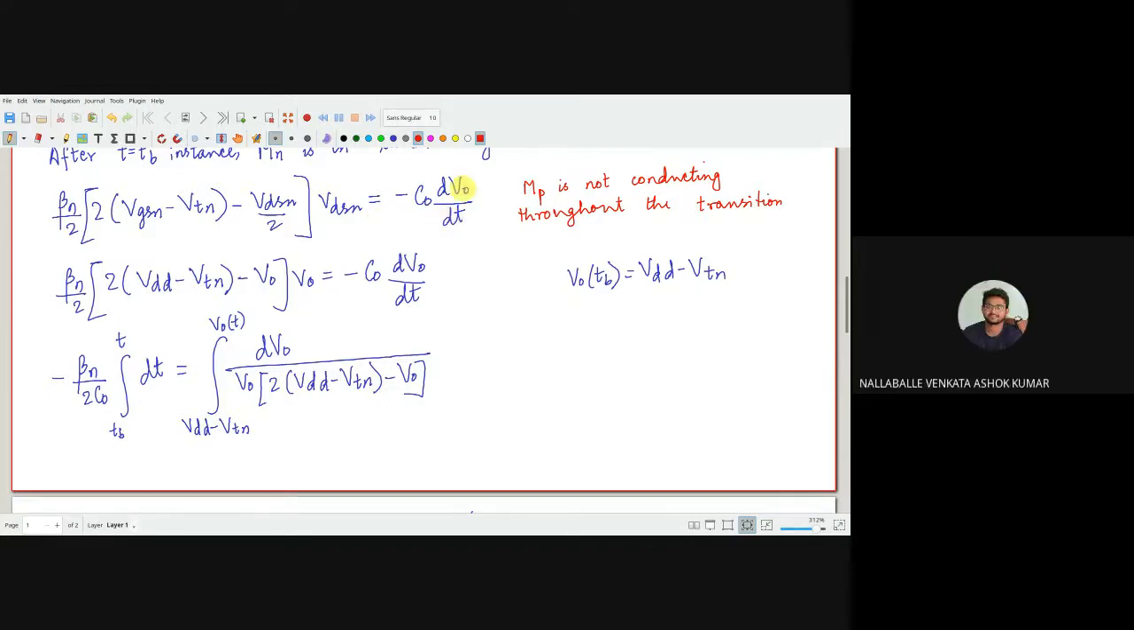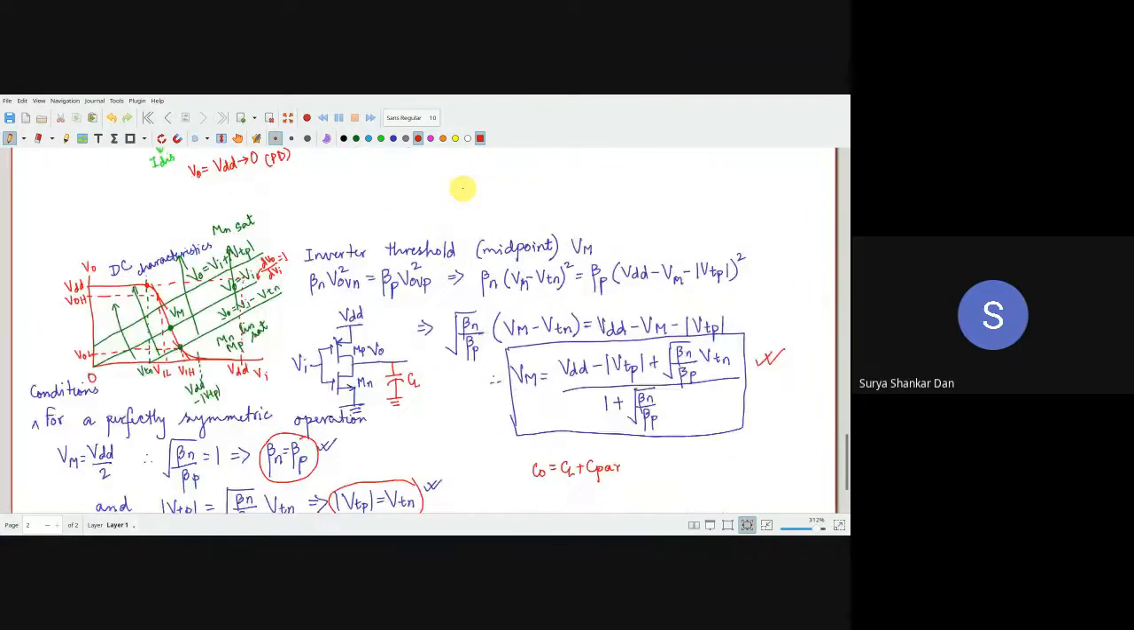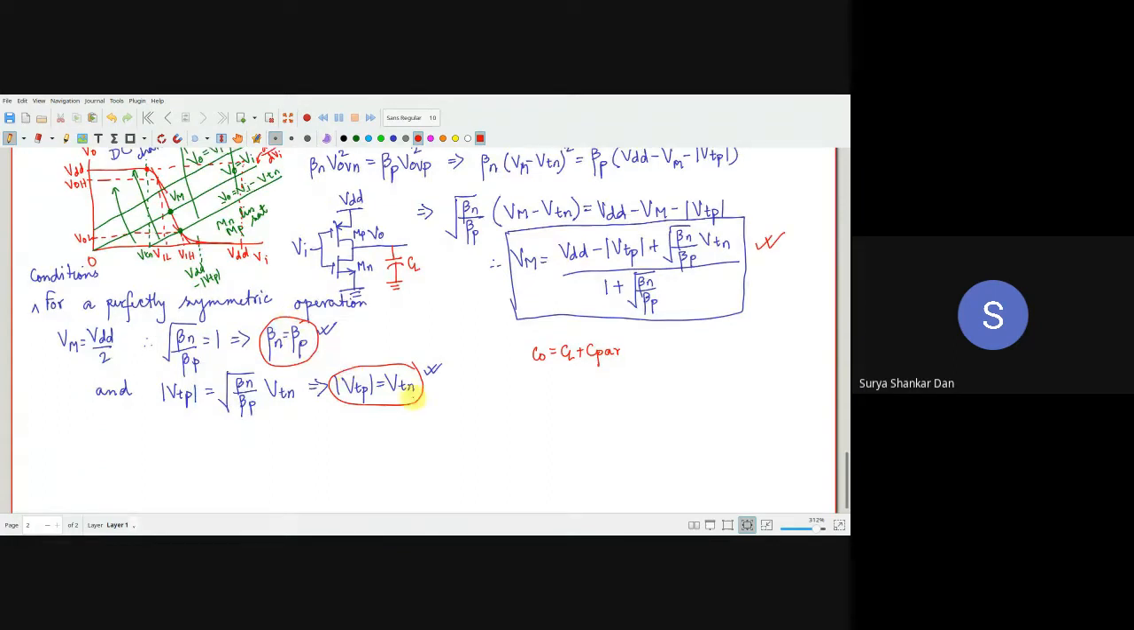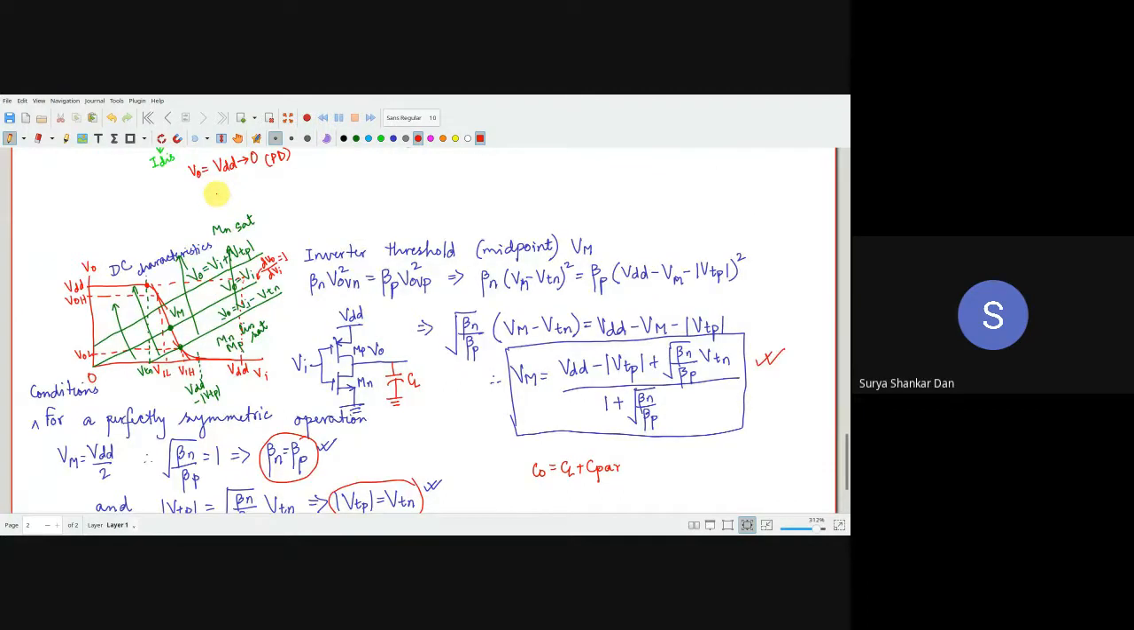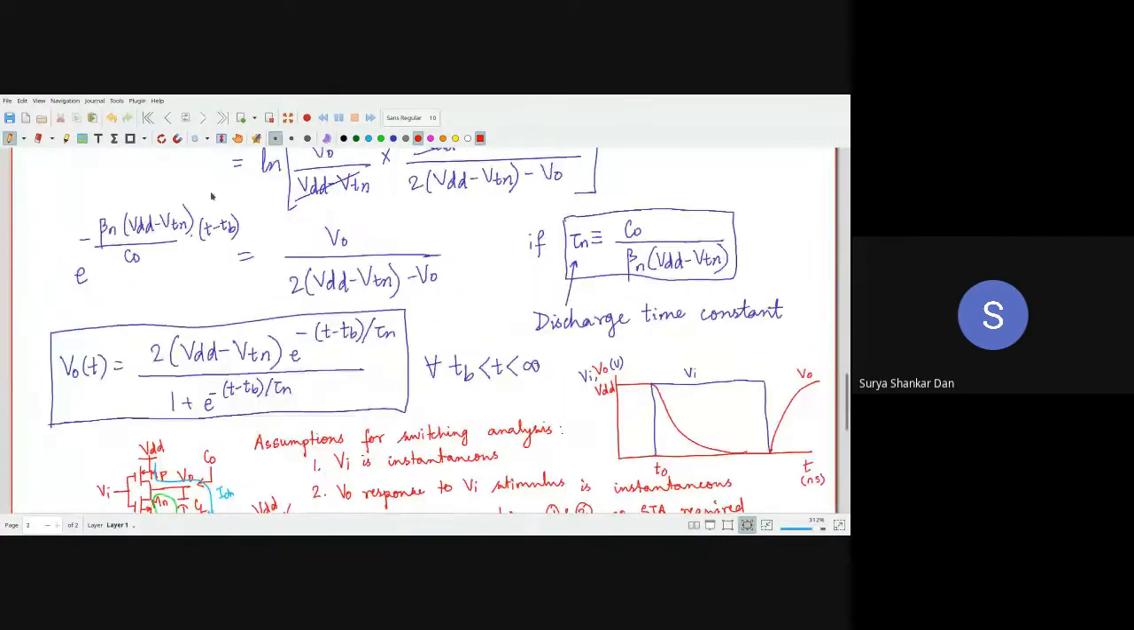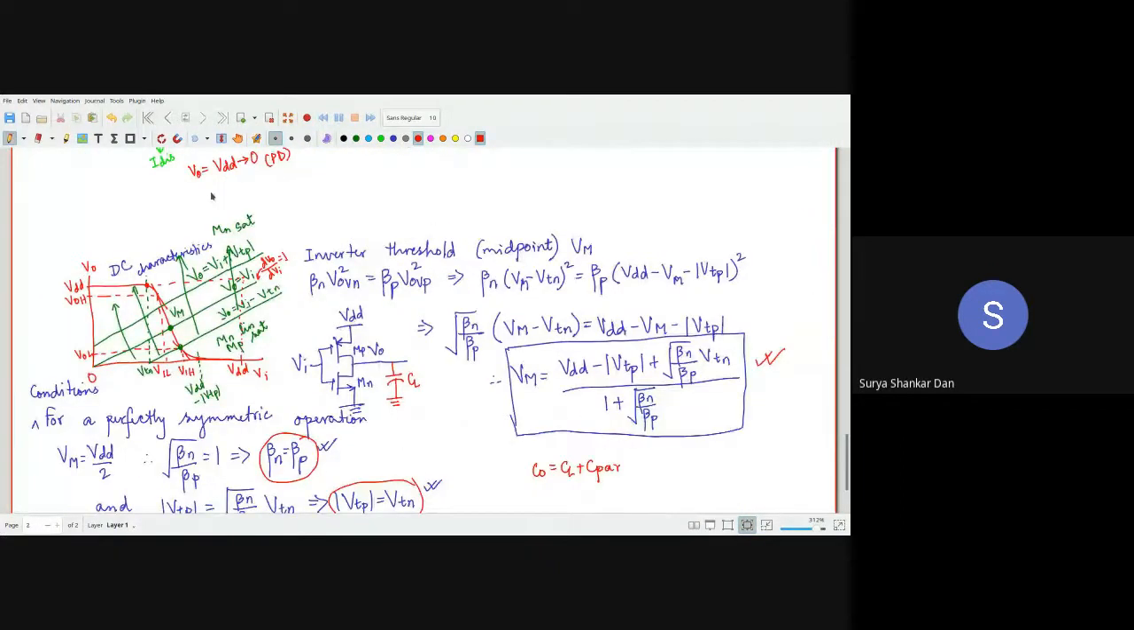Sir, can we say ideal VTC over here? Ideal VTC, you should call it, will be exactly VDD by 2. That is the ideal one. When these two conditions are met, you are going to have the ideal VTC, ideal noise margin, ideal symmetric operation. But it doesn't speak to the case when VI is equal to VDD. What we are trying to find out is, if we fix VI at VDD, how will the transition from VDD to zero occur thanks to the capacitances.